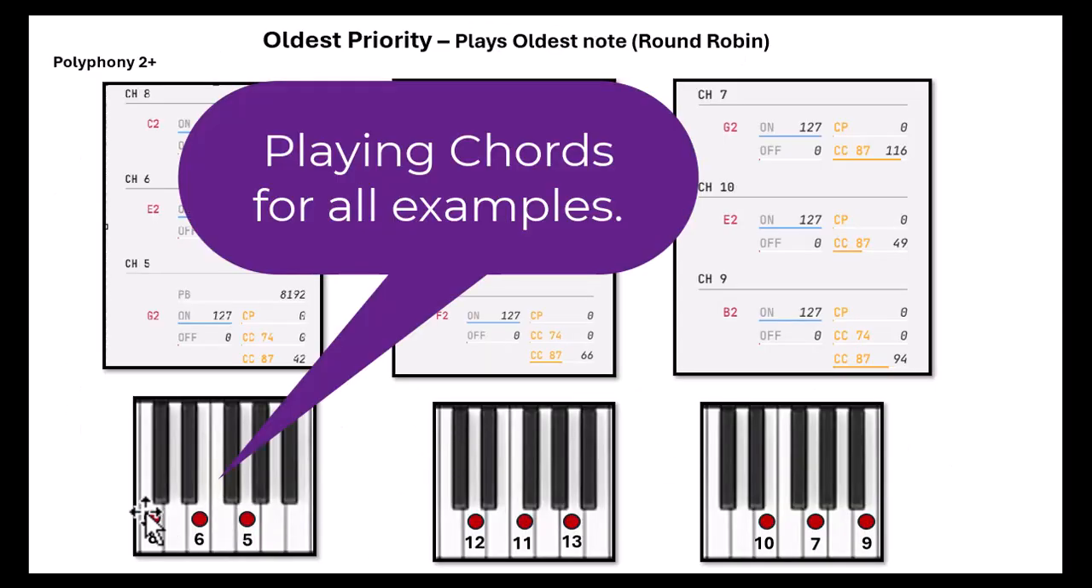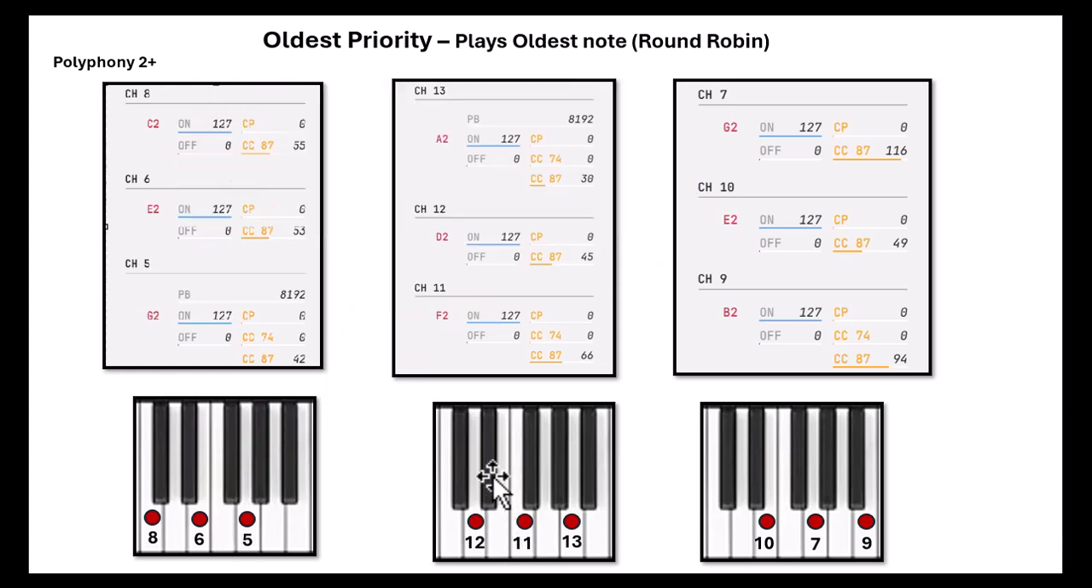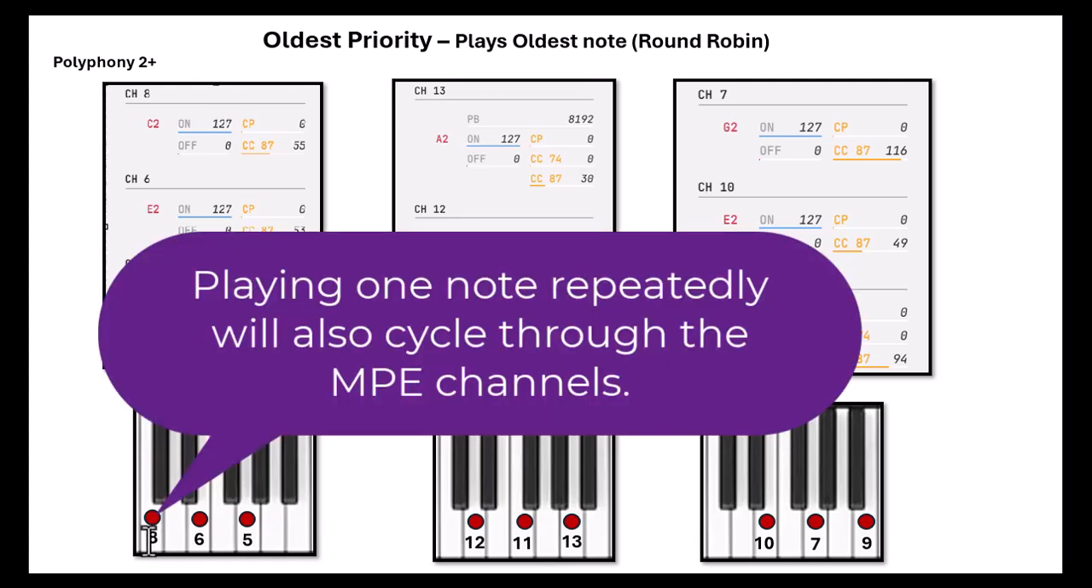We can see that if I play some notes on the Osmose keyboard and look at each of the priorities, if I play C, E, G, then D, F, A, and then E, G, and B, in oldest priority, because I'm always cycling through all of the MPE channels in my polyphony, and then when I get to the end, I will just round robin back again. You'll see that each of the channels, because I've only played 9 voices, will get its own unique MPE channel. If I continuously play a C and no other notes, that will cycle through all the notes as well.